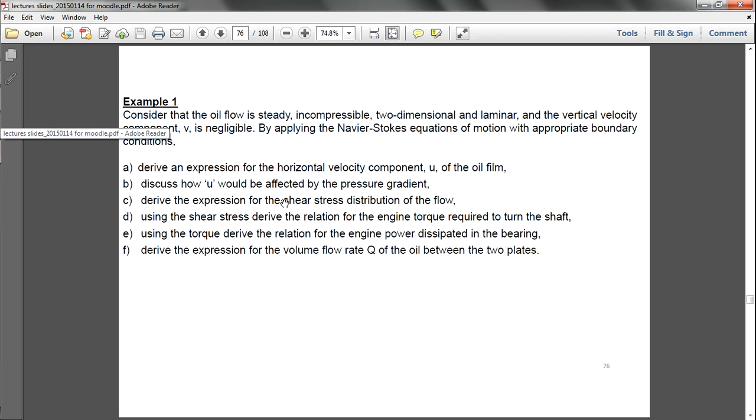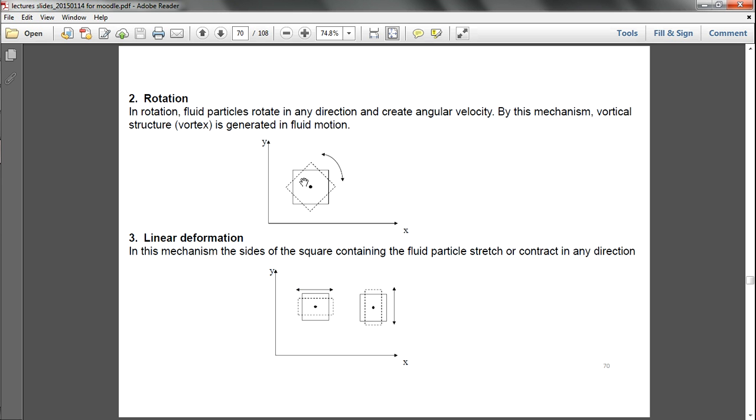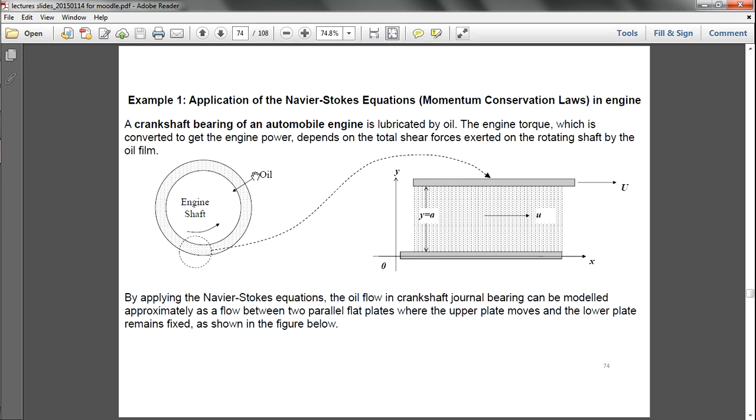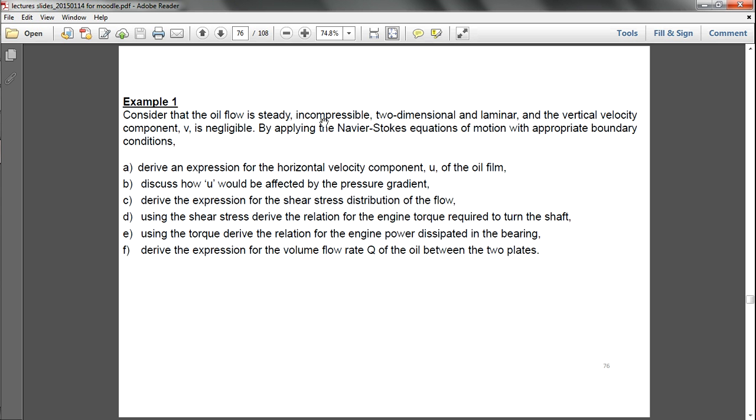Let's start the question. Example 1: consider that oil flow is steady. If it's steady, then the density is negligible, if you remember. When flow is incompressible, rho is constant. So in this case we are incompressible.